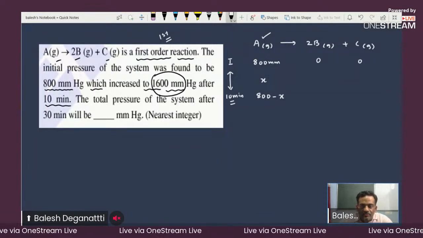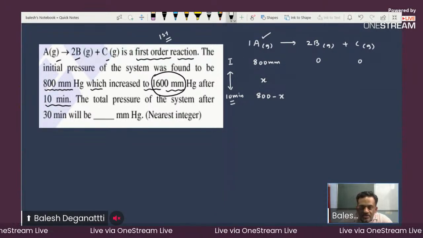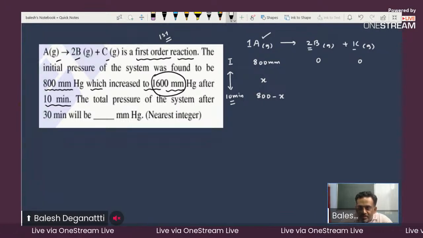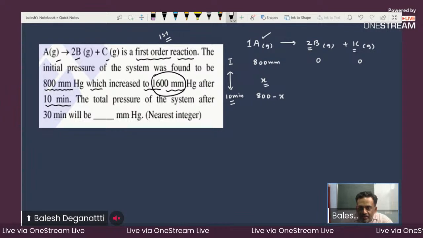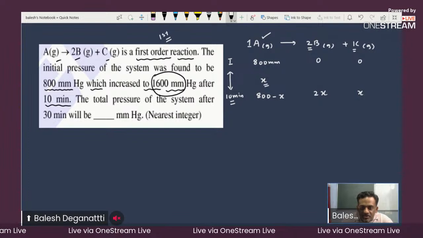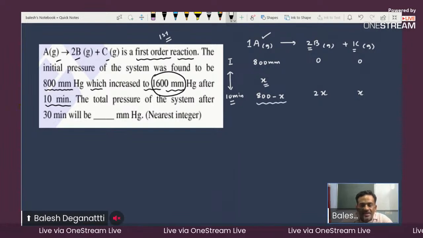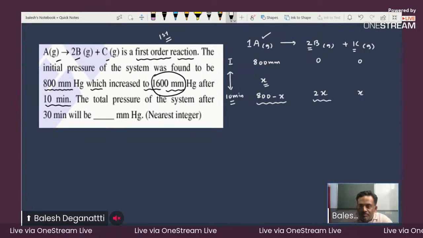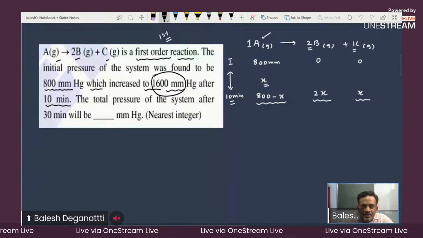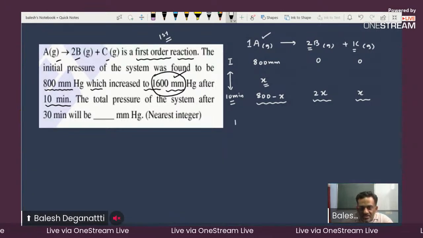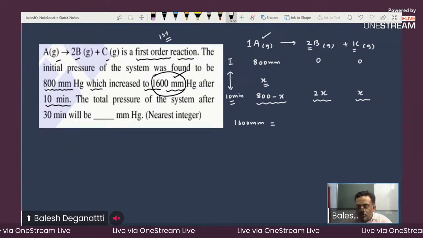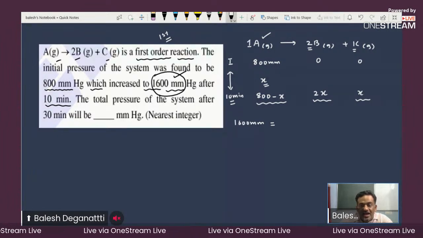Now, how much will that X get converted to product? Looking at the stoichiometry of the equation, 1 mole of A can give me 2 moles of B and 1 mole of C. So therefore, X mole of A would end up giving me 2X mole of B and X mole of C. So after 10 minutes, what all am I having? I am having 800 minus X mm of A, 2X mm of B, X mm of C. So all this put together at 10 minutes, what is the pressure given? 1600 mm, right? So this 1600 mm is the total pressure exerted by A, B as well as C after 10 minutes.